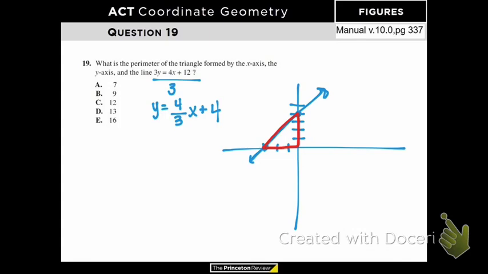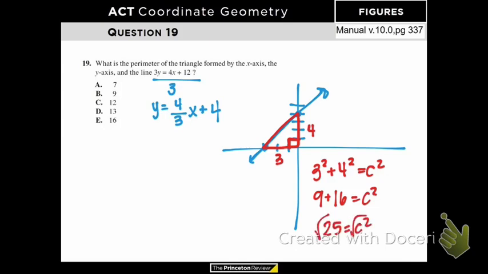The question is to find the perimeter of this triangle. So a couple of these are easy. This is obviously 4. This is obviously 3. I can use Pythagorean theorem, since this is a right triangle, to find my third side. So 3 squared plus 4 squared equals c squared. So 25 equals c squared. Take the square root, and that is just 5.